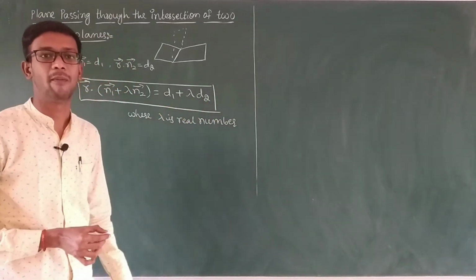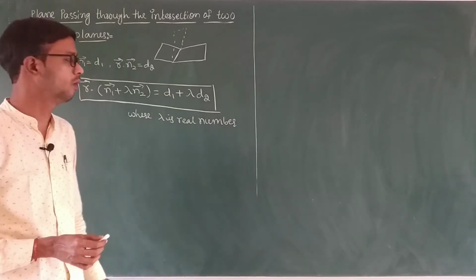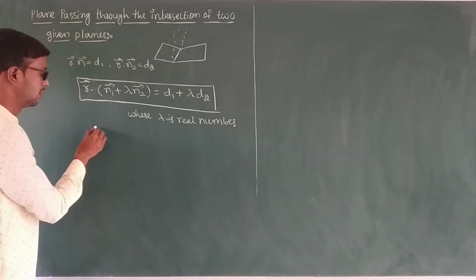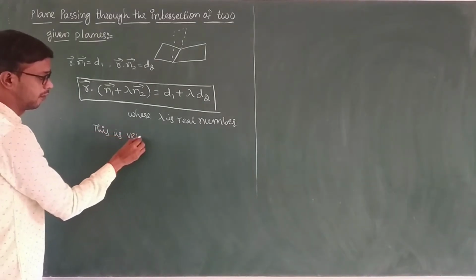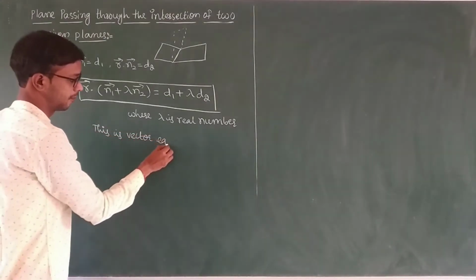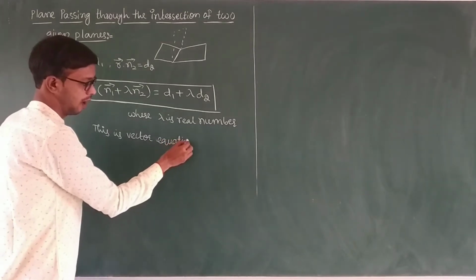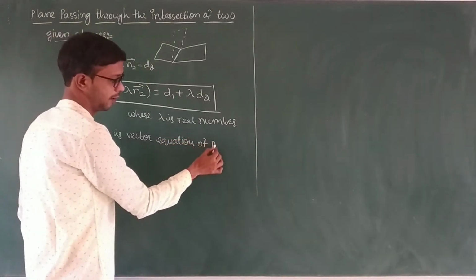You have to find the lambda, then make the simplification. So this is the vector equation of the plane.